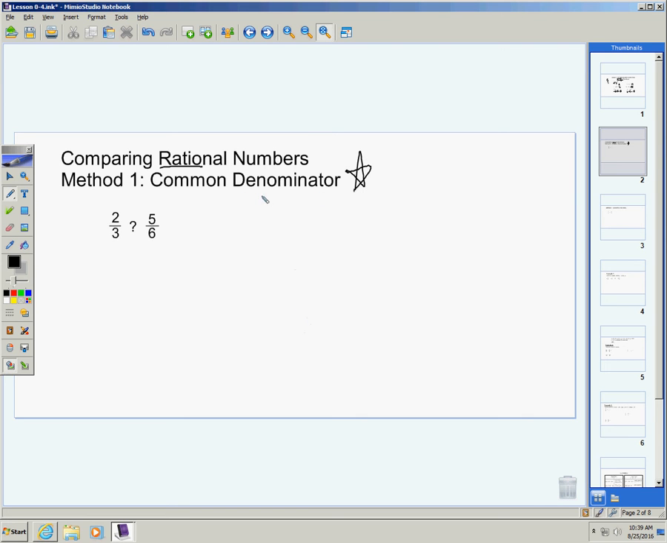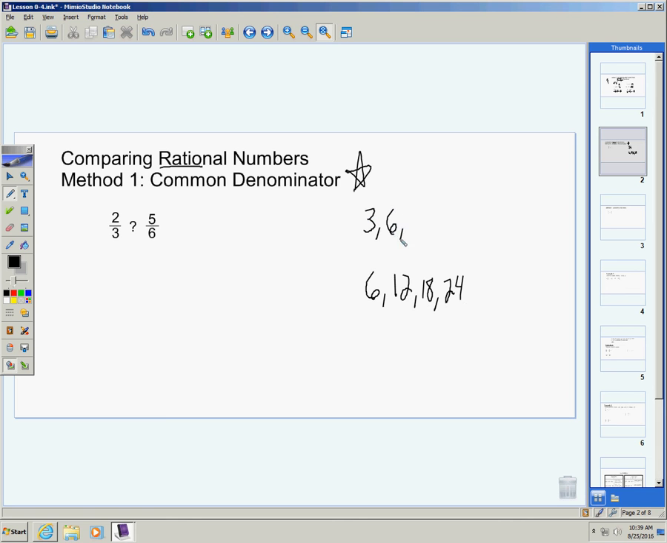So I want to find a common denominator. I have my denominators. Remember, denominators are the bottom numbers of fractions. I have 3 and 6. Whenever you want to find a common denominator, the easiest way to do it is to take your two denominators and then just start listing multiples. For 6, the multiples of 6 would be 6, 12, 18, 24. You're just adding 6 every time. For 3, it would be like 3, 6, 9, 12.